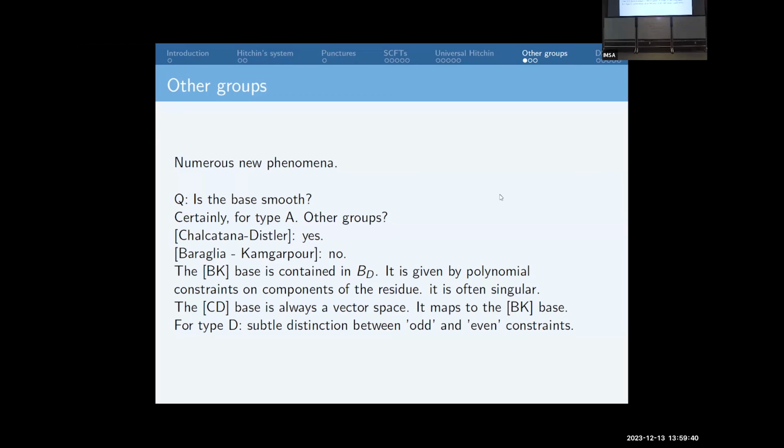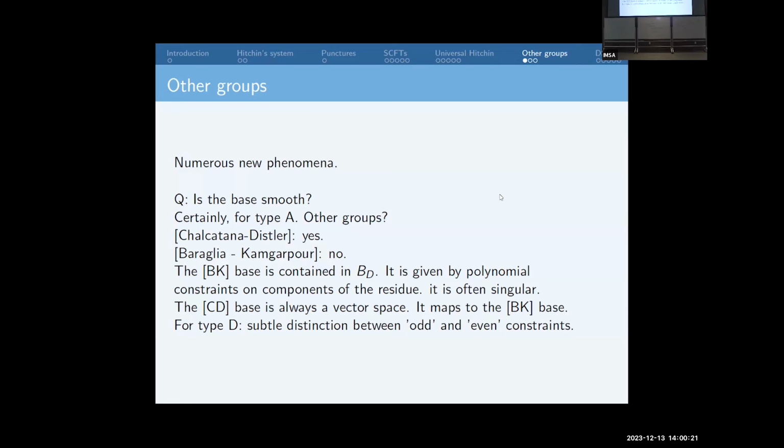On the other hand, C and D have a different version of this constrained Hitchin system where the CD base is always a vector space. Their base maps to the BK base. So usually this map is birational. So you're just mapping a vector space to something that crosses itself, or it cuts to or something like that. But there are other cases where it was actually applied to one.